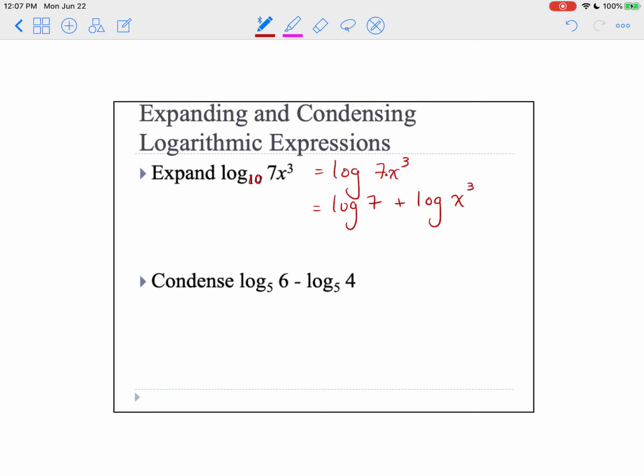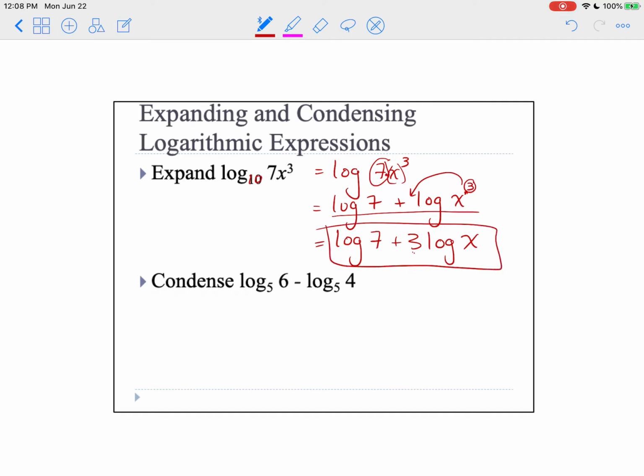But then I also want to expand in the sense that if I have any exponents inside the function, like I do here, this 3, I want to expand it by bringing it out in front. So my final answer here would be log of 7 plus 3 log of x. Now notice how I split it up first and did this step first, because this 3 is not talking to the 7. It's only talking to the x. It's the x that's being raised to the exponent. It's not the 7. So I have to split that up first, and then this 3 goes in front of only the log that has the x in it, because that was the only thing that was being raised to the third power. So this would be expanded.